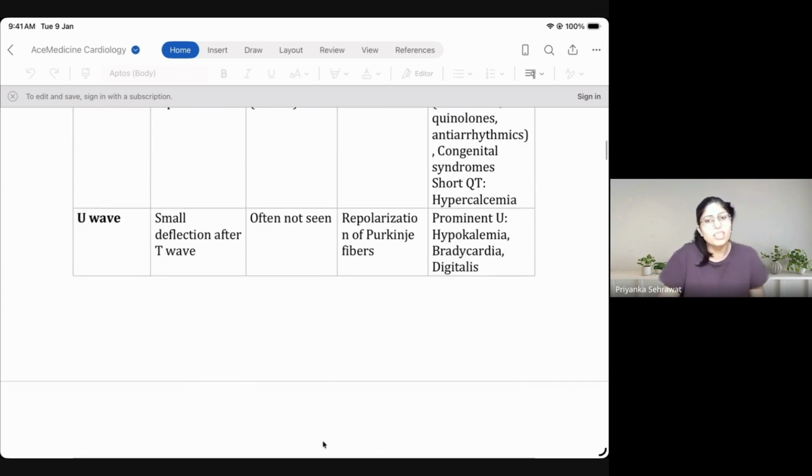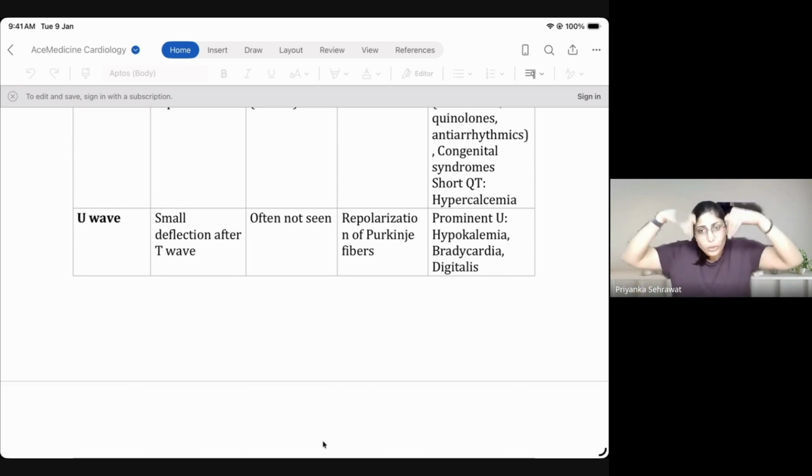U wave is a small deflection after the T wave because of the electrical discharge in the Purkinje fibers. Few Purkinje fibers are the last one to repolarize. मैंने आपको बताया ना, जो depolarization होता है वो ventricular muscle. देखो ventricular muscle अगर इतना मोटा अगर ventricular muscle है, so there is a part which is inside the heart and there is a part which is outside.